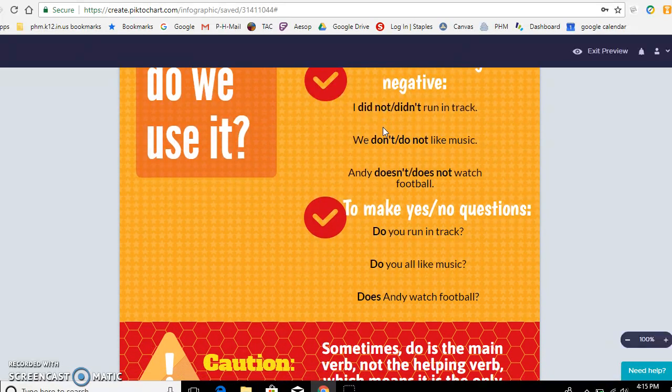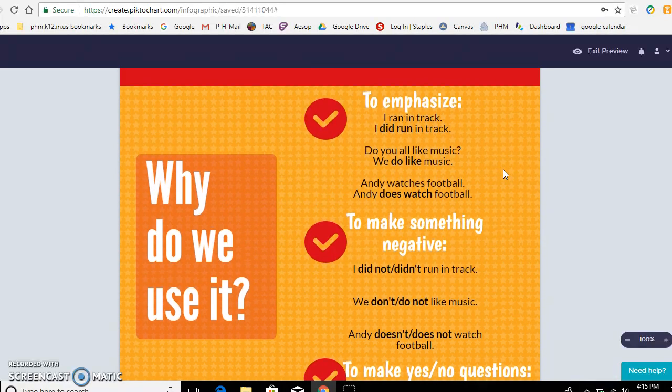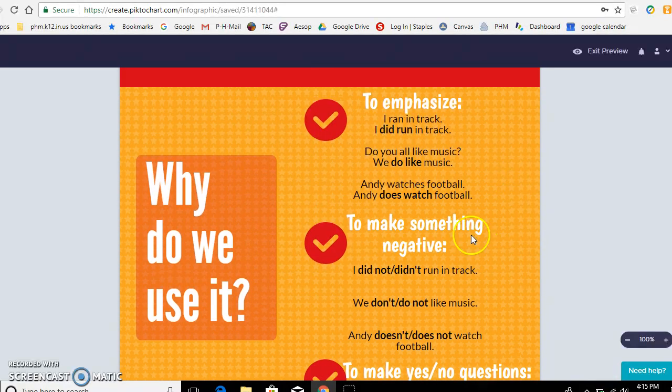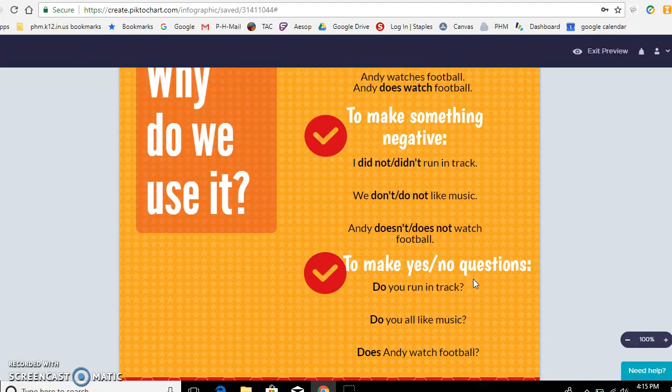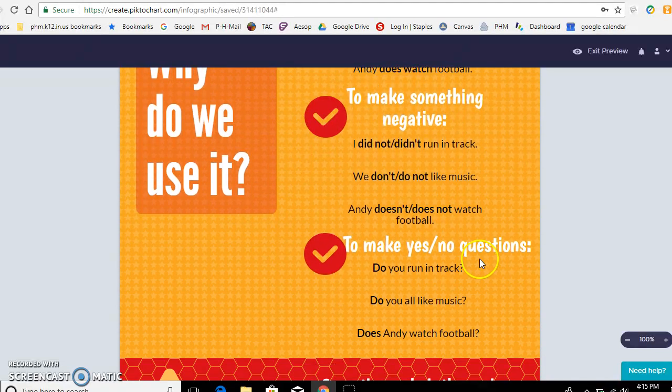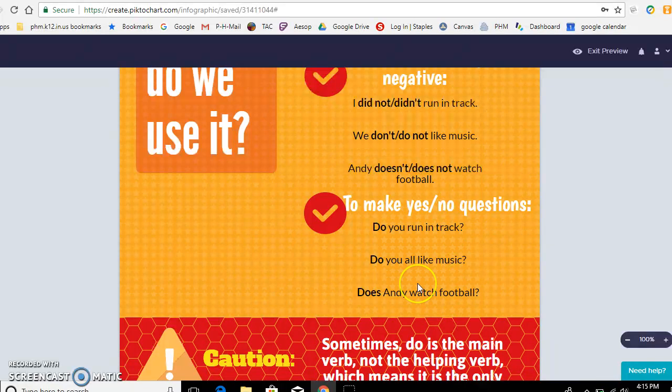At this point, maybe I might even have them make up their own. So maybe we might go back and I'd say, all right, make me a negative sentence using do or a form of do. Or I might say, make me a yes or no question using a form of do. So they could always come up with their own examples, because the more examples, I think, the better, obviously at a young age as well.